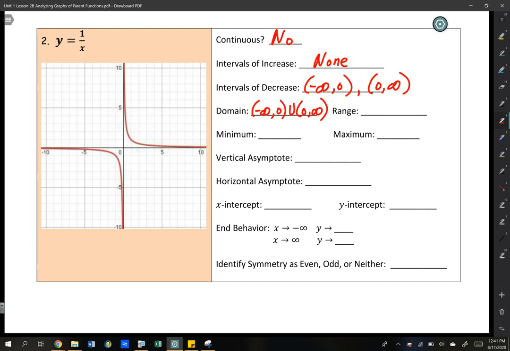The range also has a horizontal asymptote at 0. So we're not including 0 as we look at this going up and down. We're not ever touching the x-axis. So we're not including the value of y equals 0. So for our range, it's going to look the same as the way we wrote the domain. It just doesn't include 0.